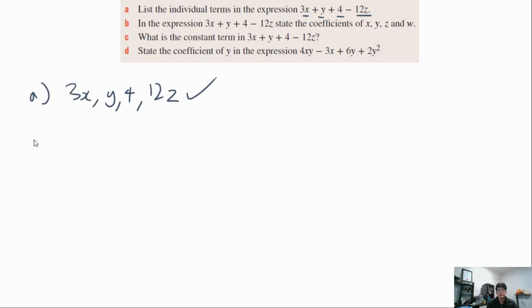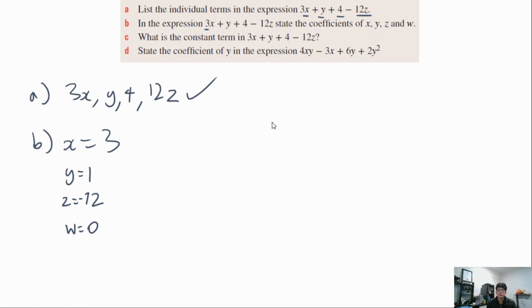Alright, now moving on, in the expression 3x plus y plus 4 minus 12z, state the coefficient of x, y, z, and w. So let's do that one here. The coefficient of x, so the number in front of the x is 3. As you can see there's no number in front of y, so that means it's going to be 1. In front of z, we have a negative 12. And there is no w, so w is going to be 0.